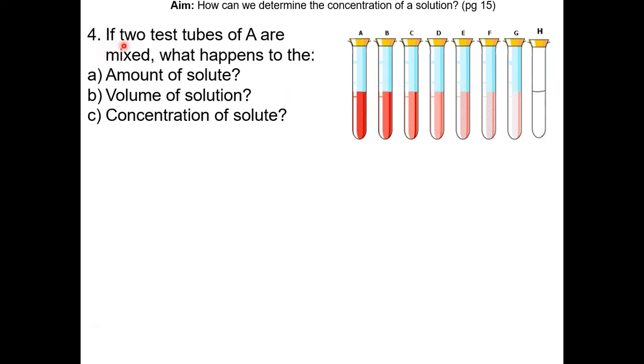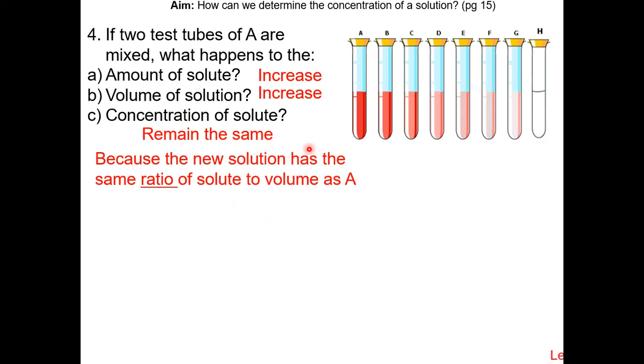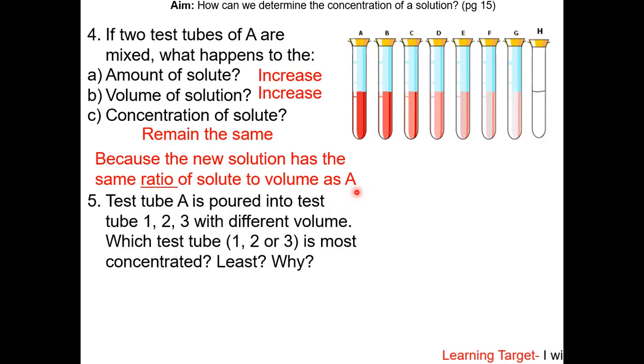Question 4. If two test tubes of A are mixed together, what will happen to the following? The amount of solute will increase, the volume of solution will also increase, but the concentration will remain the same. Why is that? Because the new solution has the same ratio of solute to volume as test tube A.